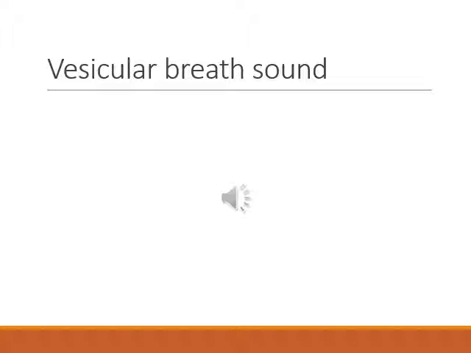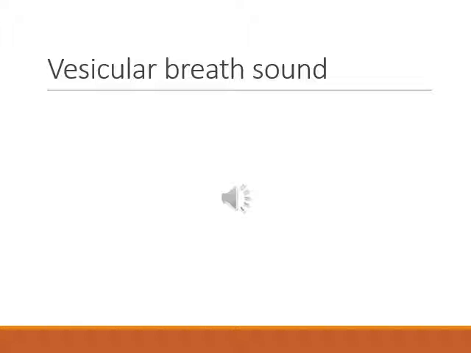This is an example of diminished vesicular breath sound. It may be auscultated over the whole chest, which is the muffled breath sound, pathognomonic for emphysema. What is meant by muffled breath sound? When you ask the patient to increase the intensity of his breathing, the sound will not be magnified in your stethoscope.